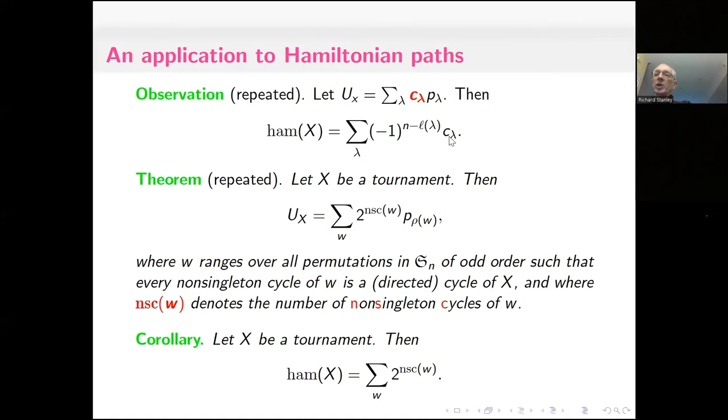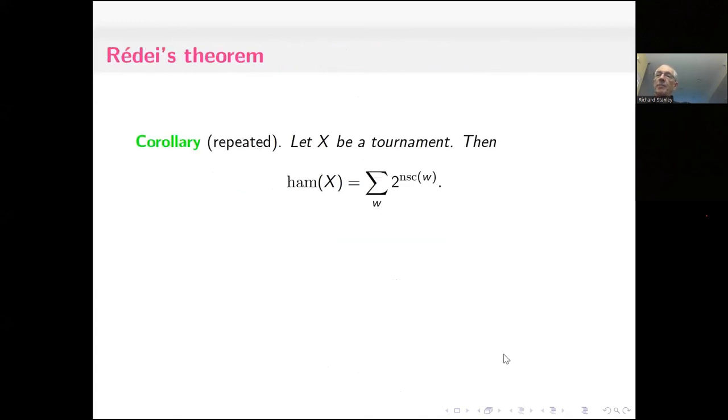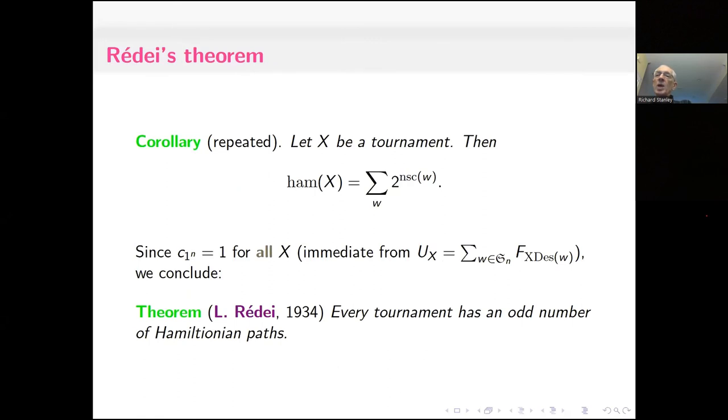But all the other terms are going to be even because they're going to correspond to permutations with at least one odd cycle of length greater than 1. So we've written this formula, ham x, as one term equal to 1, where w is the identity, and all the other terms are even. And so we get the result of Rédei from 1934. Every tournament has an odd number of Hamiltonian paths. This number is odd. One term equals 1 and all the other terms are even.